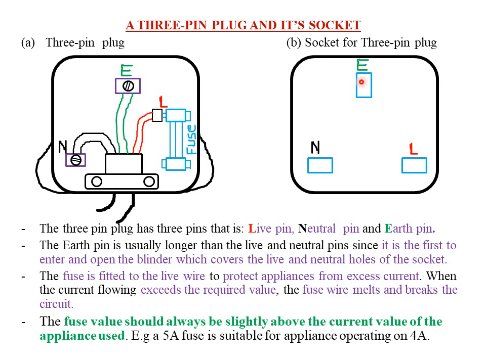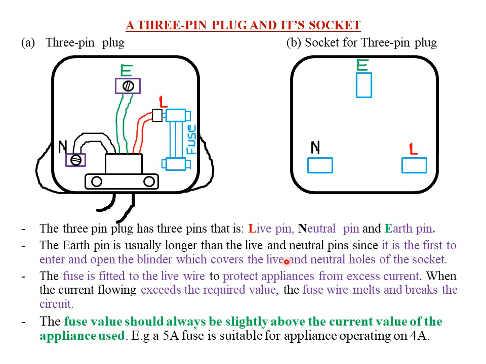So what is the purpose of it first entering the hole? It is the first to enter and open the blinder, which covers the live and the neutral holes of the socket. So when the blinder is opened, now the neutral and the live wire can connect in that particular socket. So it is important that you realize that the earth pin is usually longer because it is the first one to enter and open the blinder, which covers the live and the neutral holes of the socket.